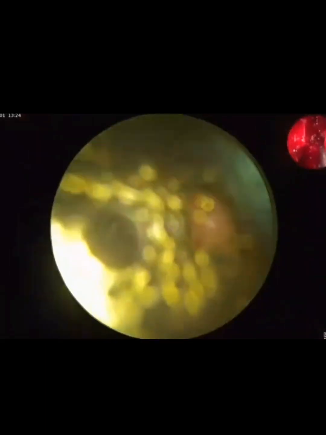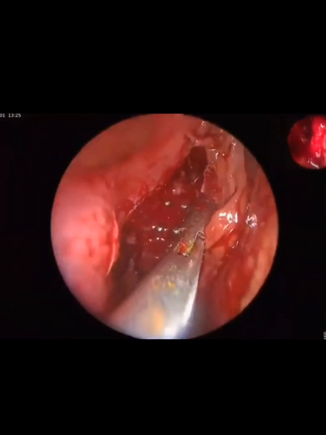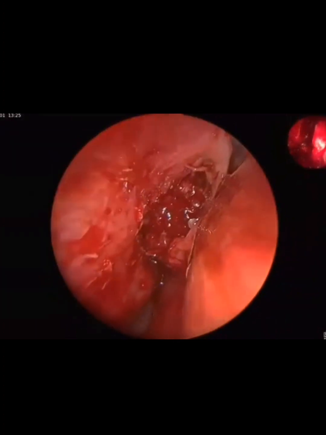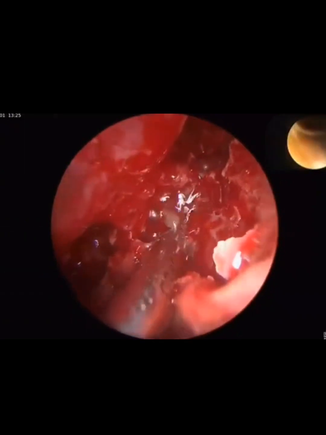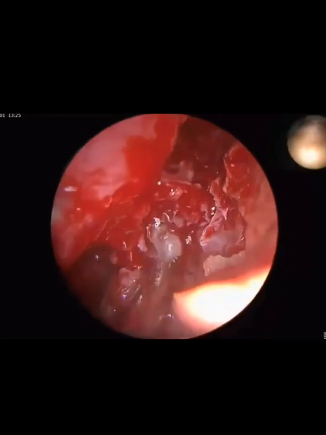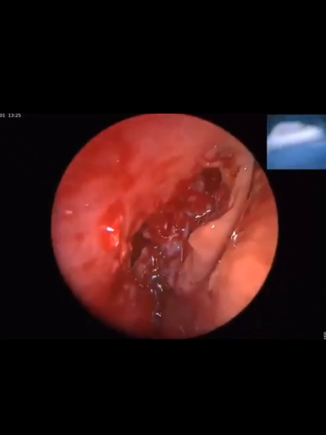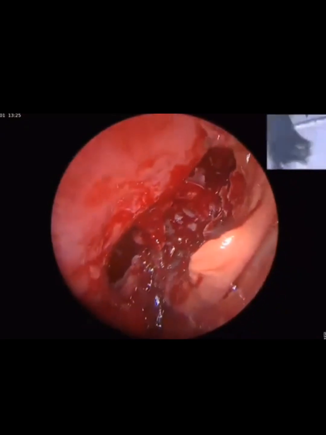Debrider, straight blade, please. Wait. Let me clear this little bone. Wash. Debrider, suction. Now I clear the bulla. Polyp over the bulla. Forceps. Suction.